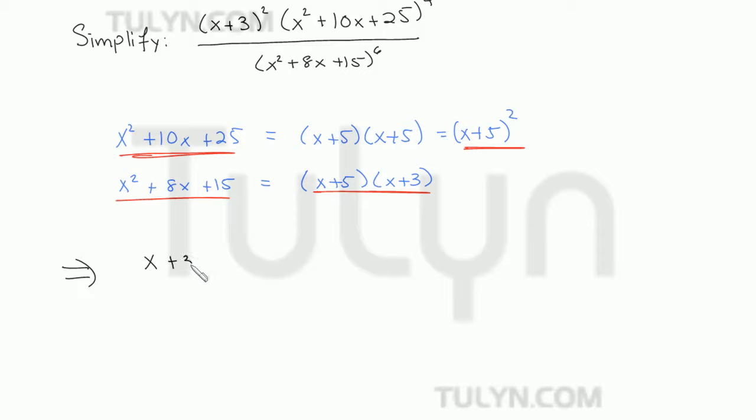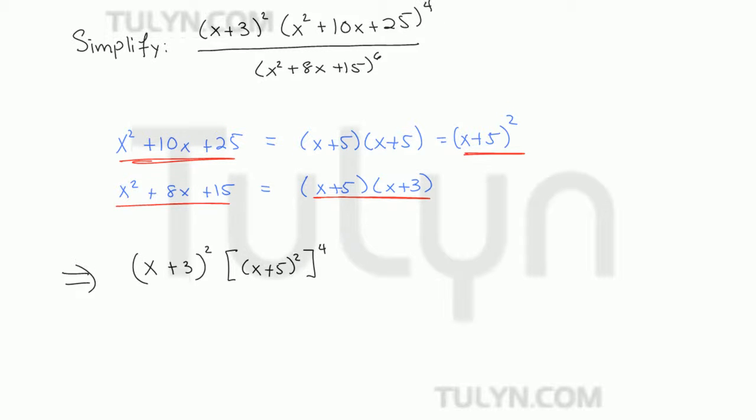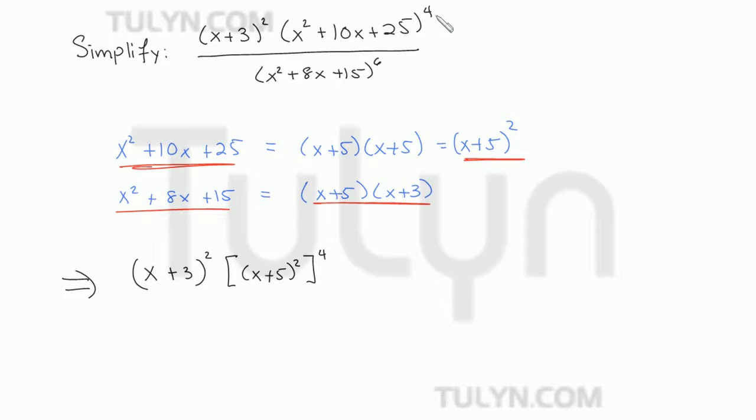So we get (x plus 3) squared, that doesn't change. And then here, x squared plus 10x plus 25 is (x plus 5) squared, but we're taking all of that to the fourth power, right? And then in the denominator, x squared plus 8x plus 15 factors into (x plus 5) times (x plus 3), and that's all taken to the sixth power.